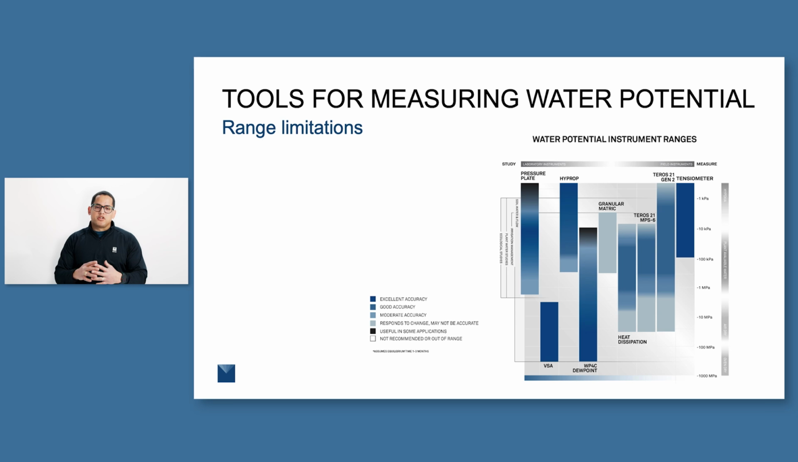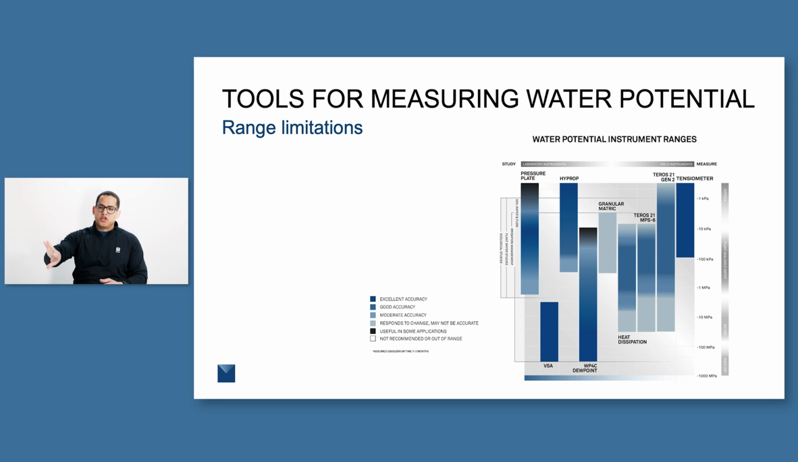But before we dive into the methods, another key point to understand about making the measurement is some of the challenges. One of the main challenges behind making water potential measurements is the limitation of the ranges of all of these devices. Here you see a graph on the right that shows the range of water potential measurements that these devices are capable of making. You can see, for example, the pressure plate versus the HYPROP versus the WP4C, which is a dew point device, and the VSA, which is the vapor sorption analyzer.